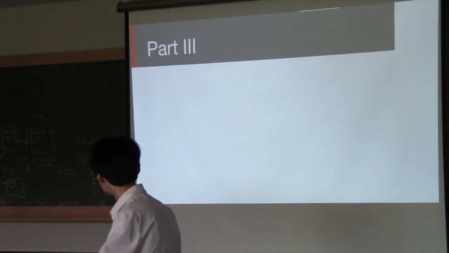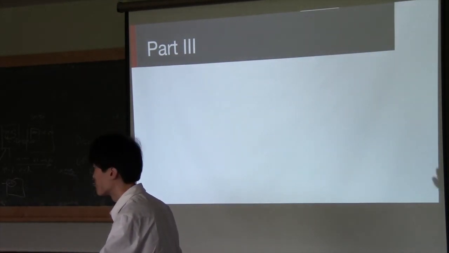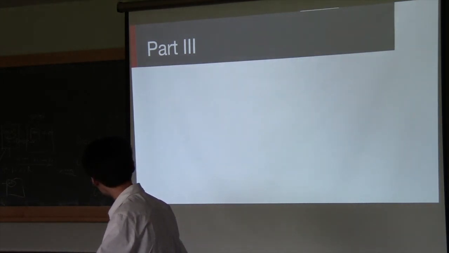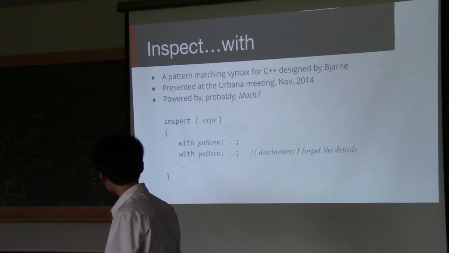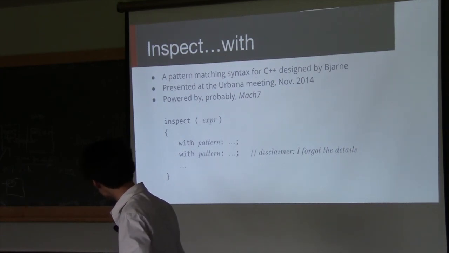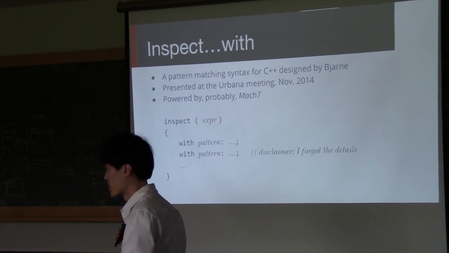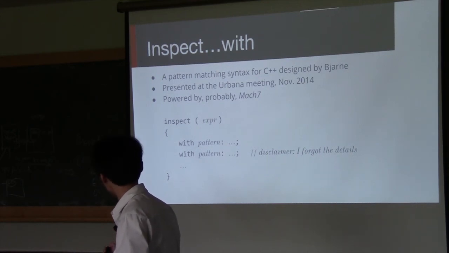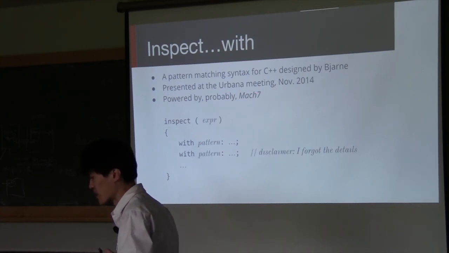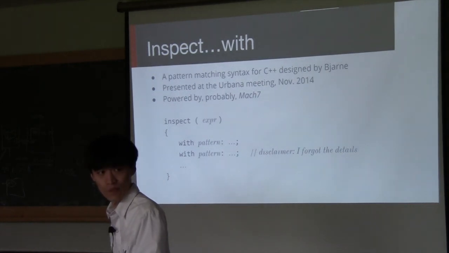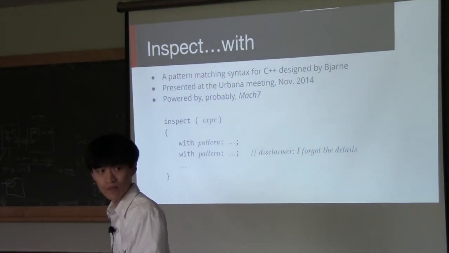Part 3. This part is a little bit short. It's mainly for discussion and exploring. So in the Urbana meeting, Bjarne showed us a possible future language addition called inspect with. This is pattern matching in C++, probably powered by Mach7, which was presented, I think, last year here, and also last year at CppCon. That looks identical to Rust. So Rust has a thing called match, and it has literally that.